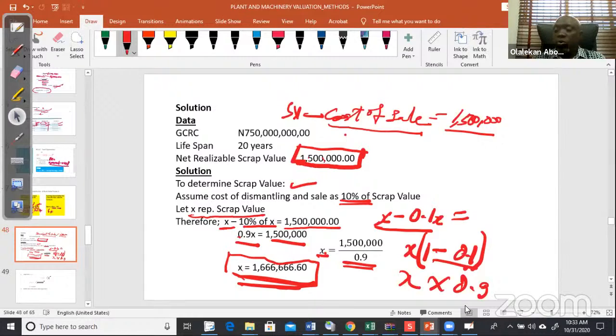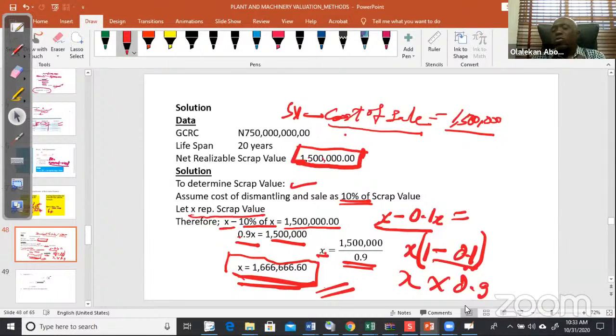So with this, we have now gotten the value of X, and X is our scrap value. Now we have our scrap value to play with. So it will be an error to jump at using 1.5 million as scrap value, because your question says it's net of expenses. The question is explicit enough to say after which it is to be dismantled and sold at 1.5 million net of expenses.